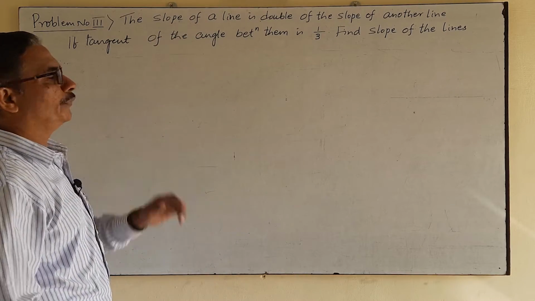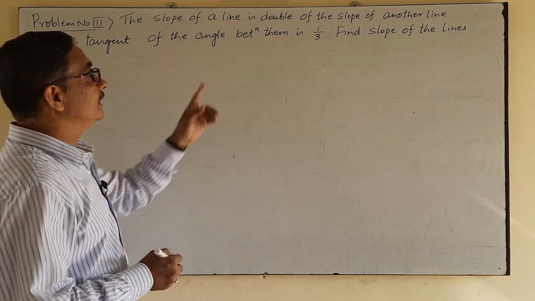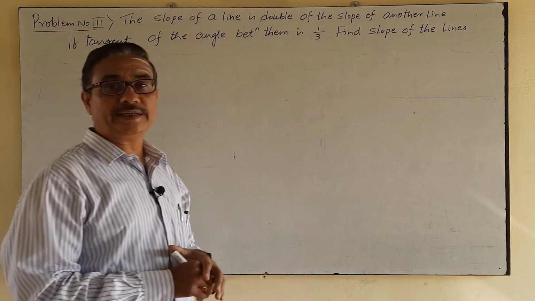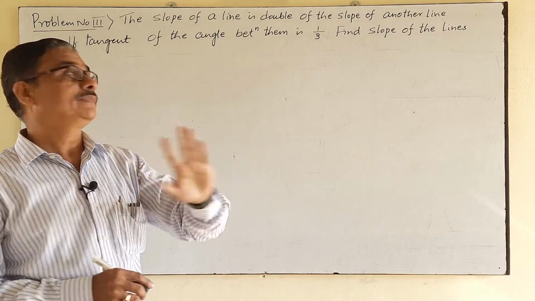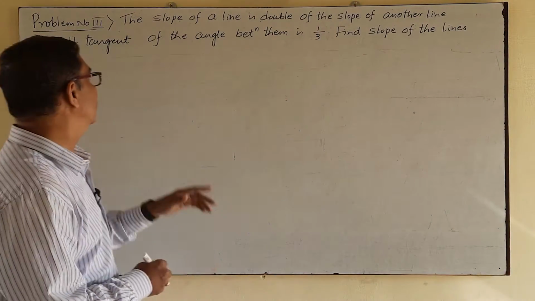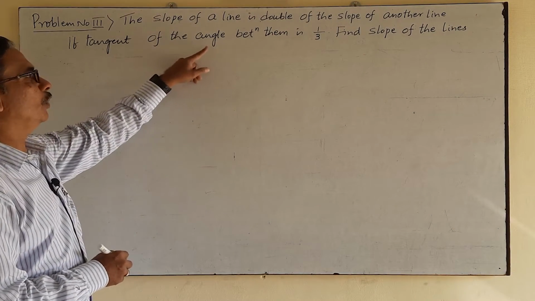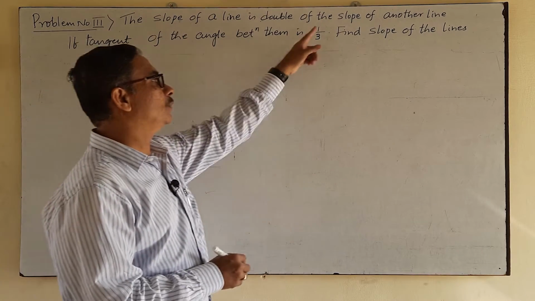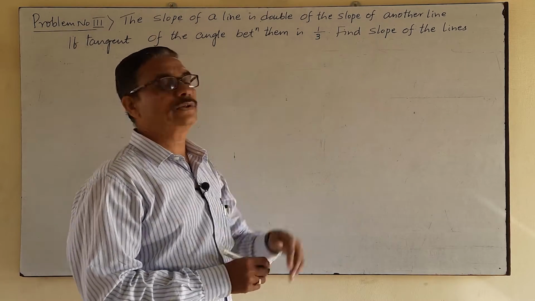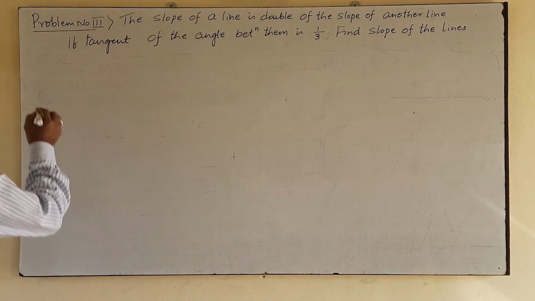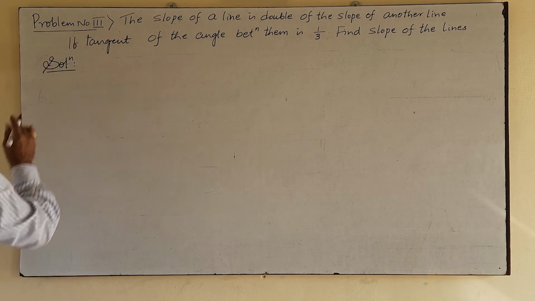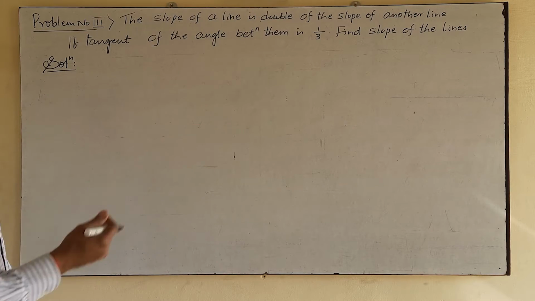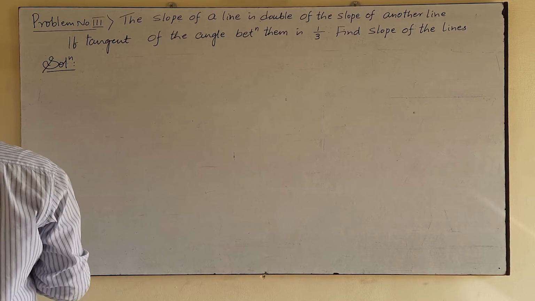The slope of a line is double the slope of another line. One slope of a line is 2 times the other slope of a line. If the tangent of the angle between them is 1 by 3, find the slope of the lines. Now here, the slope of one line is 2 times the slope of the other line.